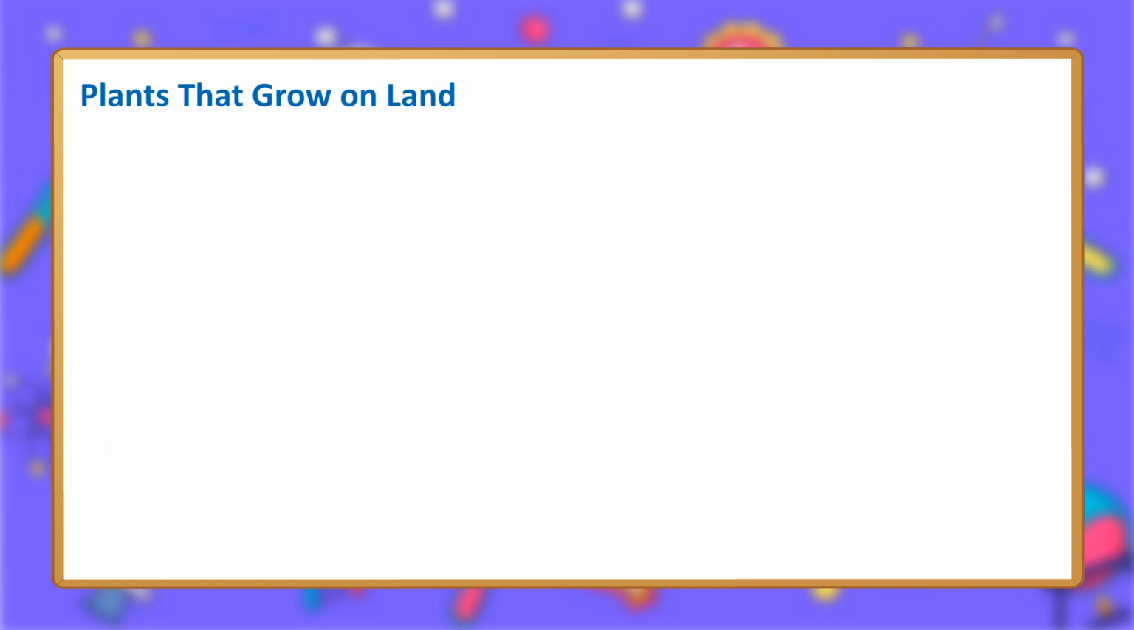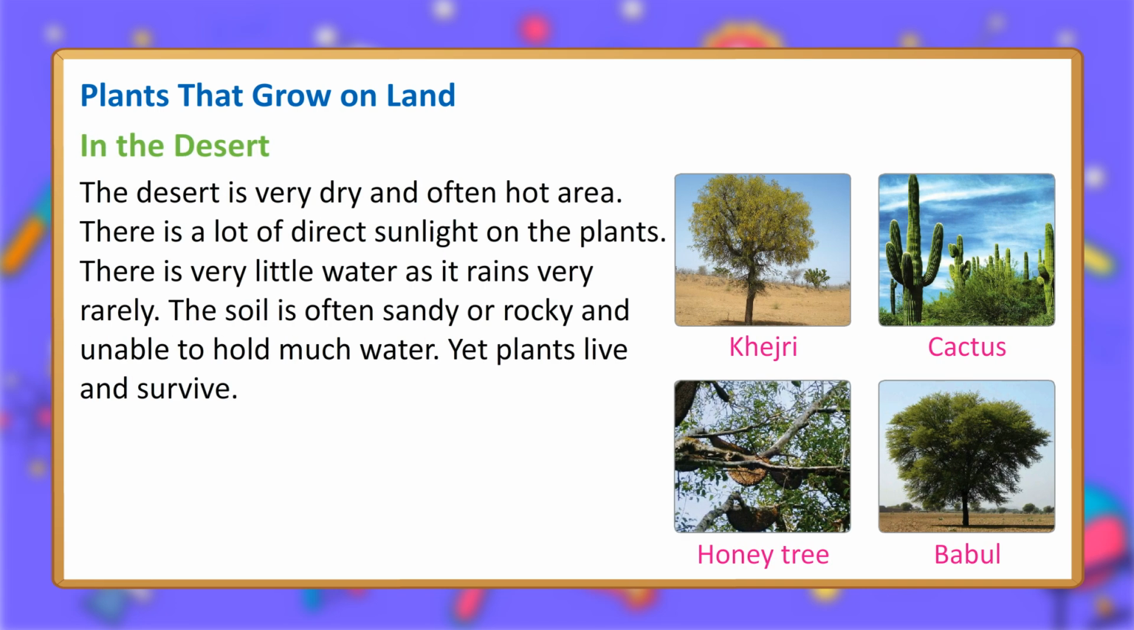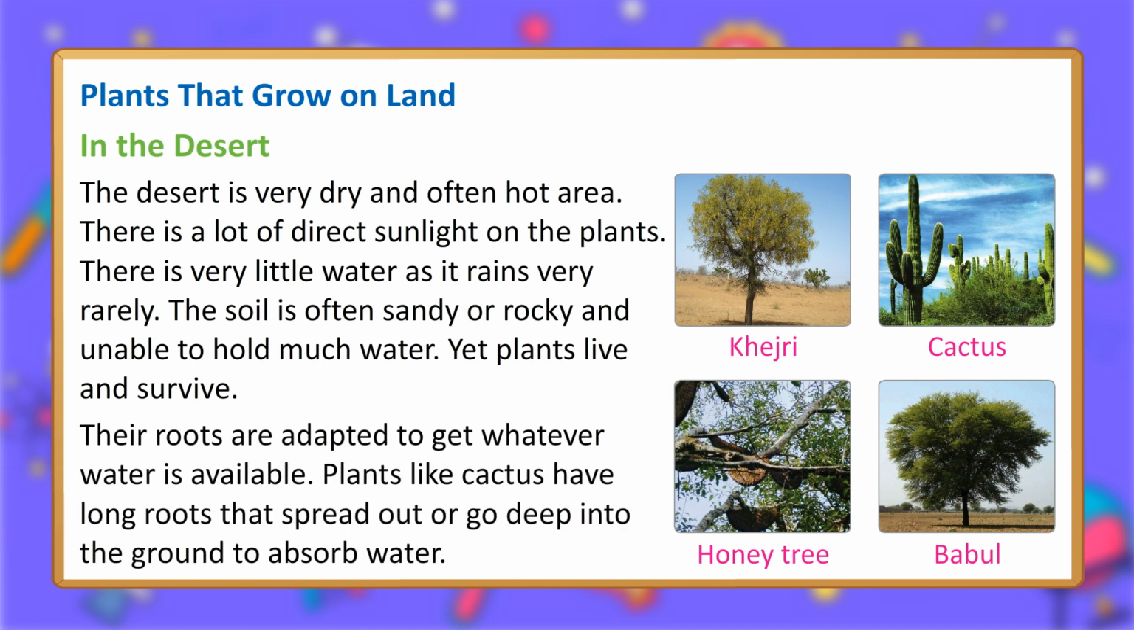Plants that grow on land. In the desert. The desert is very dry and often hot area. There is a lot of direct sunlight on the plants. There is very little water as it rains very rarely. The soil is often sandy or rocky and unable to hold much water. Yet plants live and survive. Their roots are adapted to get whatever water is available.